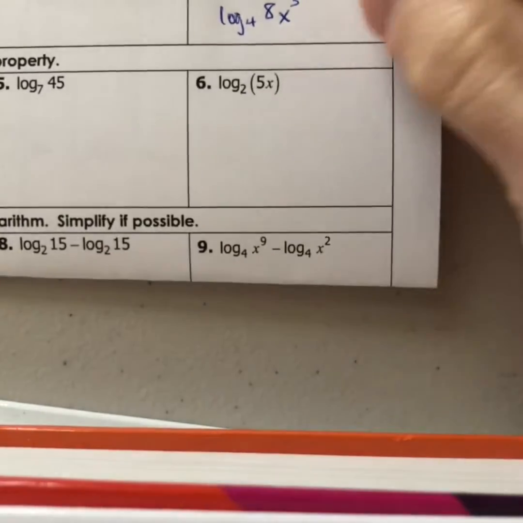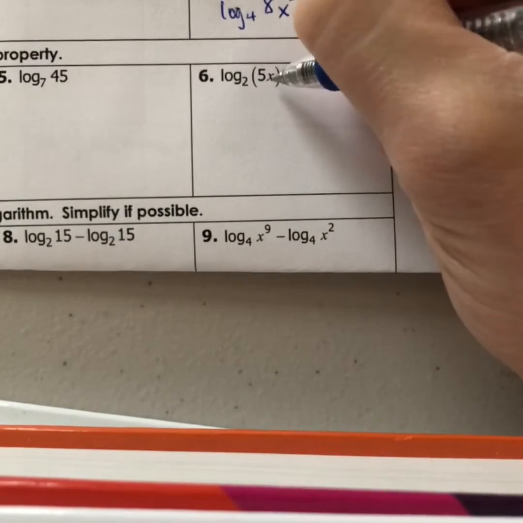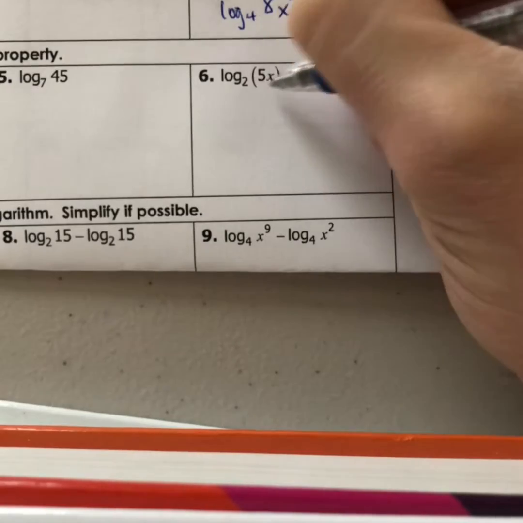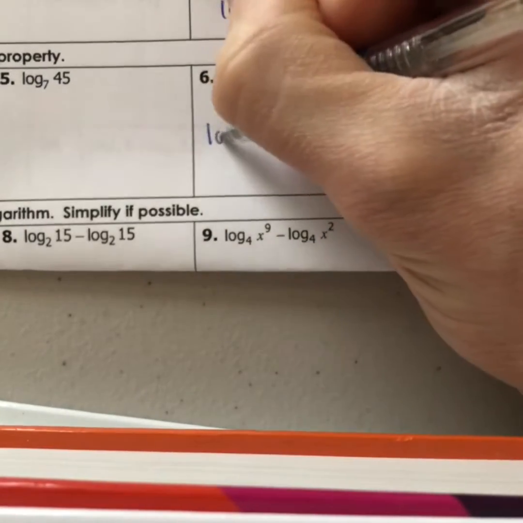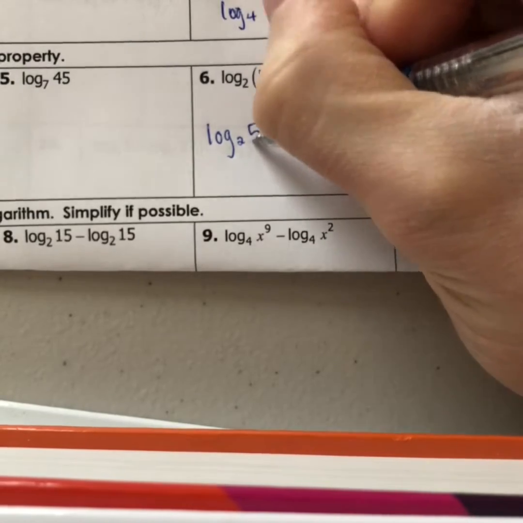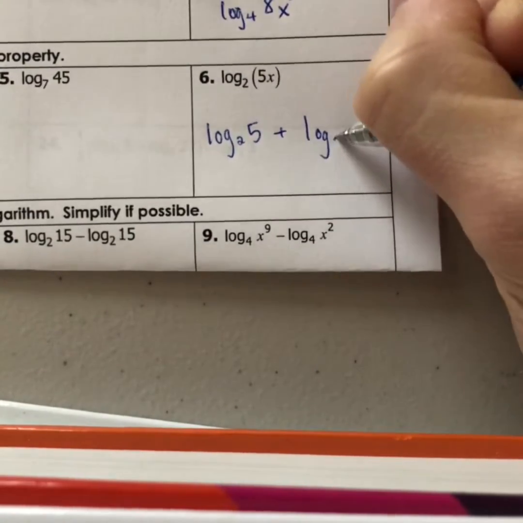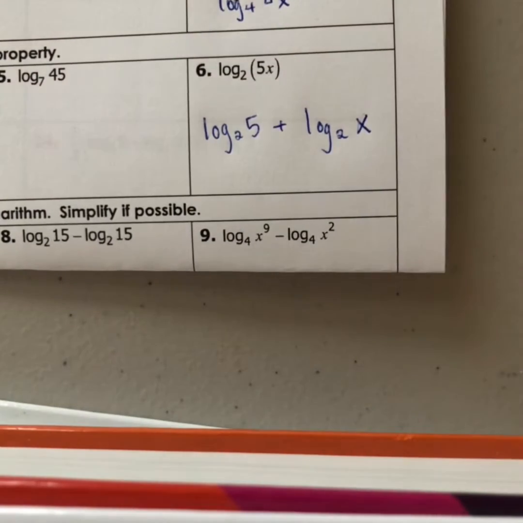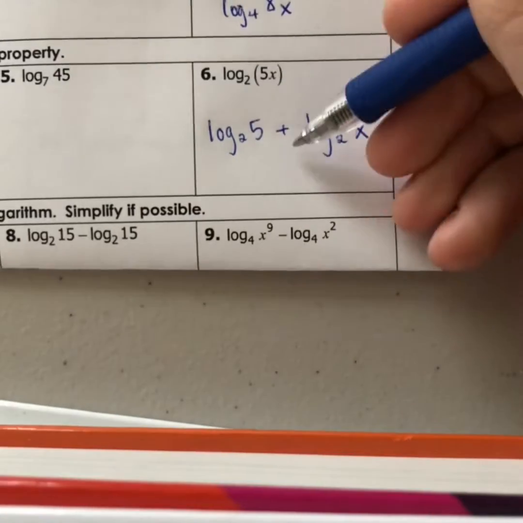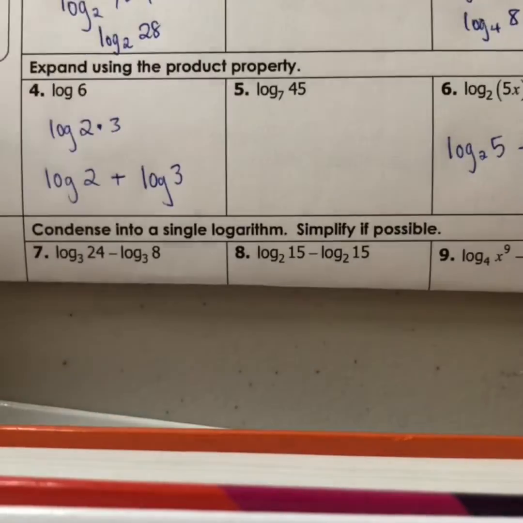We'll do one more example here with the product rule. So let's see, log base 2 of 5x. Well, think about what's being multiplied here. The 5 and the x are being multiplied. So log base 2 of 5 plus log base 2 of x. All right, simple as that. Multiplication goes to addition, addition goes to multiplication. All right, so that's the product property.